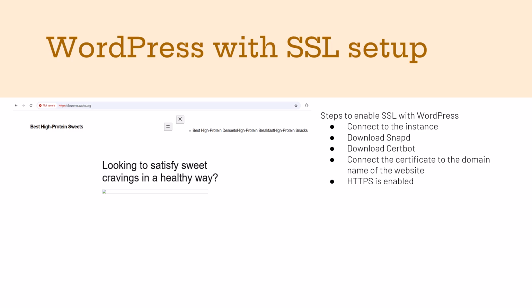Securing a site with HTTPS is essential for both privacy and trust. It encrypts data between the server and users, protects login pages, and improves SEO rankings. Let's Encrypt provides a free SSL certificate, and certbot makes the installation and renewal process simple. In order to obtain the certificate, we connected to the instance, installed Snapd, and installed certbot. From there, we connected the certificate to the domain name of the website, enabling HTTPS.